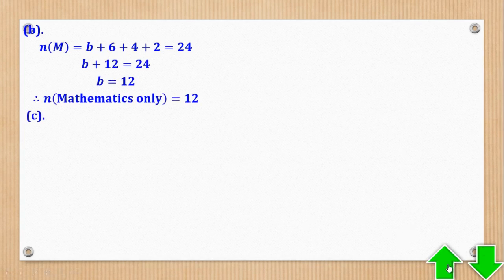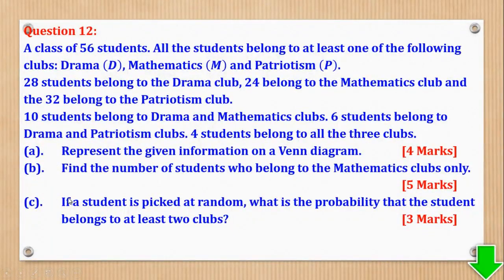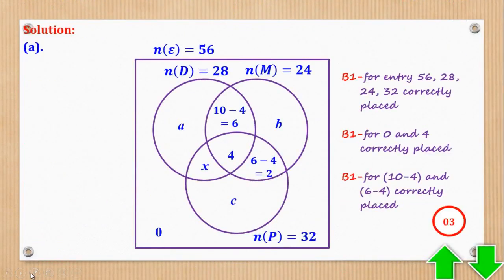Then part C, if a student is picked at random, what is the probability that the student belongs to at least 2 clubs? Now, at least 2 clubs, it means they want 2 or more. These are 2, these are 2, these are 2. Then or more, it has this, which is 3. Now, to get that probability, you need to get the value of x. So how shall we get the value of x? Let's try that.